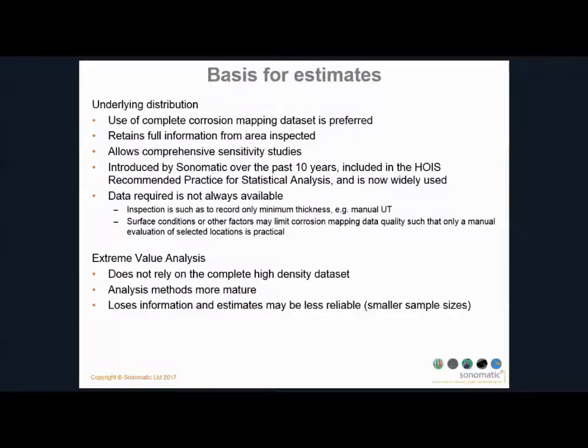What we've talked about so far has been using what we refer to as an underlying distribution. In other words, using the complete corrosion mapping data set. And that approach is preferred because it retains the full information from the area inspected. It gives you more basis for carrying out comprehensive sensitivity studies. This approach, using the underlying distributions based on corrosion mapping data, was introduced by Sonomatic over the past 10 years, and it is now included in a HOIS Recommended Practice for Statistical Analysis.